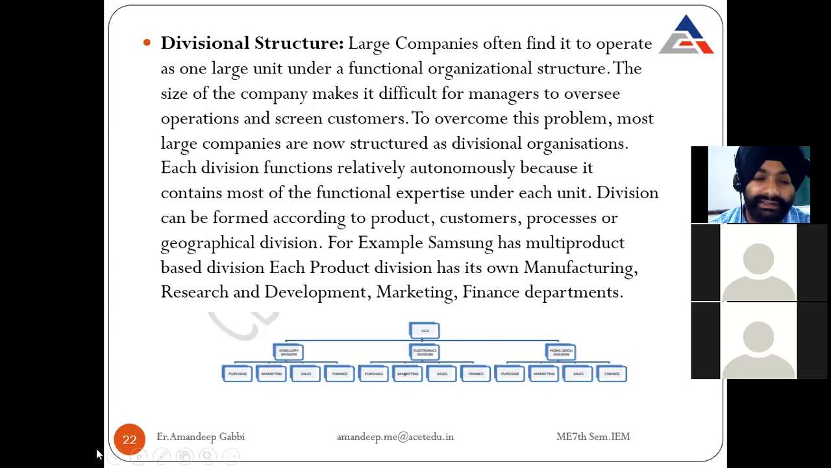Each division will work separately. One division will have purchase, marketing, sales, and finance. Again, the electronic division will have purchase, marketing, sales, and so on. Similarly, each division has its own departments. These four departments can be in four divisions. This is the divisional structure.